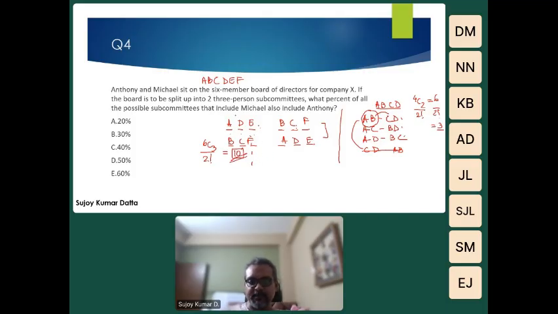Now the next part of the question is that M and A must be together. If M and A are together, I just need one person from amongst the remaining 4 people who are left. I'll choose that person in 4C1, so that's 4 ways. The other 3 will automatically come in the other group, so I don't need to do any selection for them. So the number of selections where M and A are together is 4. The total number of groups possible is 10. As a percentage, that is going to be 40%. That is option C.